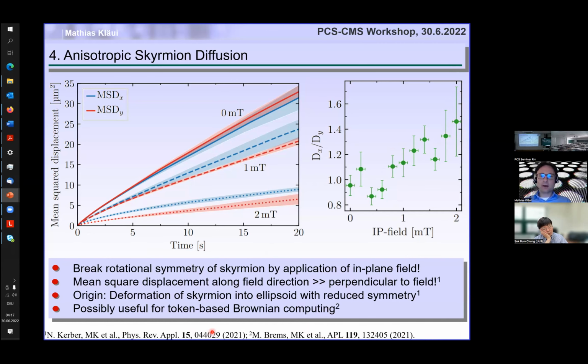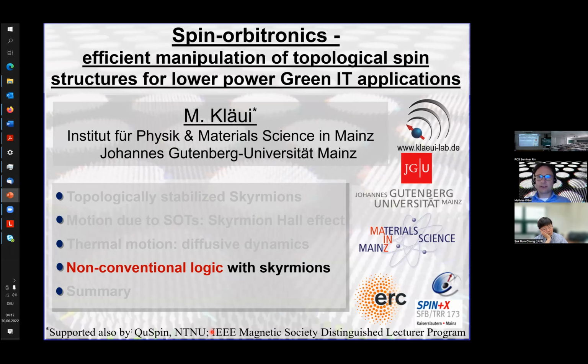Okay, so now in the last part, and one of the more important parts here, I want to show you some possible applications of Skyrmions for non-conventional logic. So one of the things that I learned in the discussion with companies is don't try to beat a company like Intel or Samsung at what they're good at. For instance, Boolean logic. Don't try to make a better AND or OR gate because Intel is pretty good at making AND or OR gates.